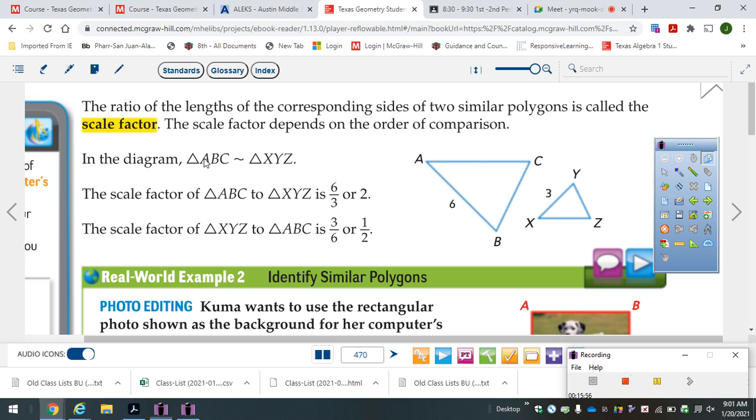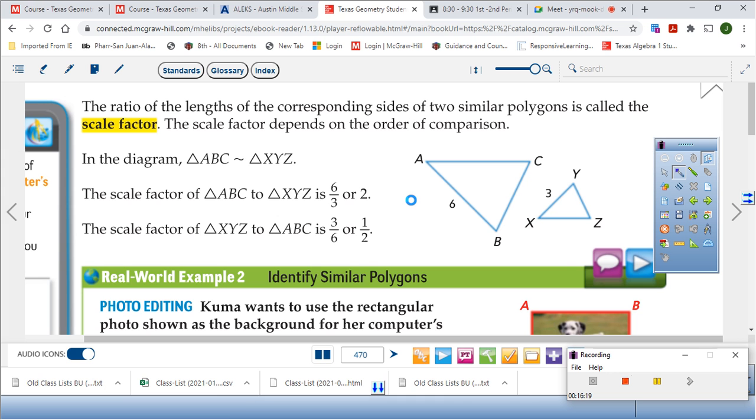Okay, in the diagram, triangle ABC is similar to triangle XYZ. So it's showing you they're similar. When they're saying they're similar, guys, they have the corresponding angles congruent and corresponding side lengths proportional. The scale factor of triangle ABC to XYZ is 6:3, or 2. Okay, so look at the way they named this here. 6:3. Okay, that's the ratio they want. The big one first, right, to the smaller one.